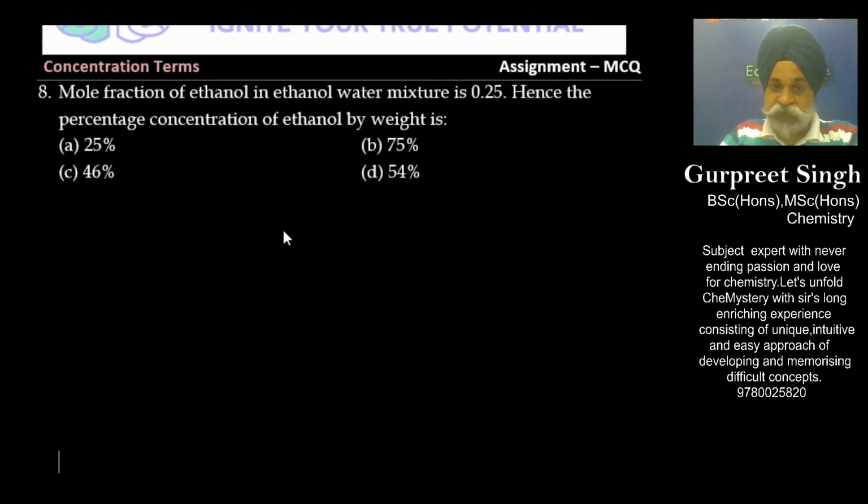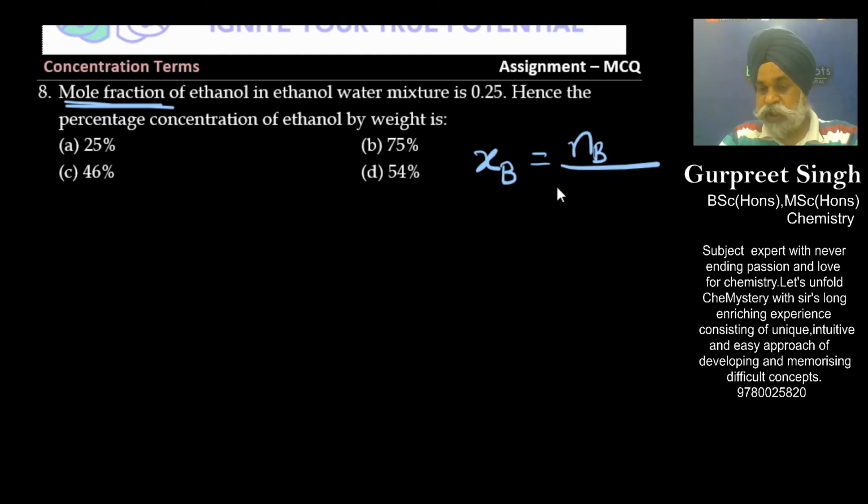This again is very interesting. So here comes a new concentration term which we call mole fraction. As the word itself suggests, fraction. So mole fraction is a very simple entity. If I say mole fraction of component B, it simply would mean number of moles of B upon total number of moles of all the components. So mole fraction of a given component simply means number of moles of that component divided by number of moles of all the components available in that solution.